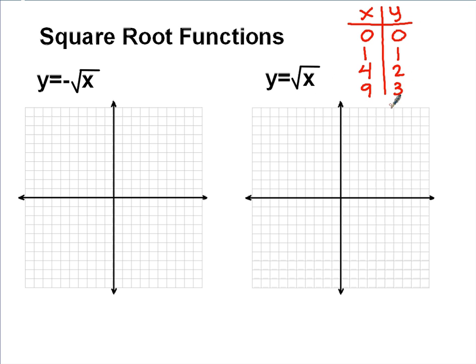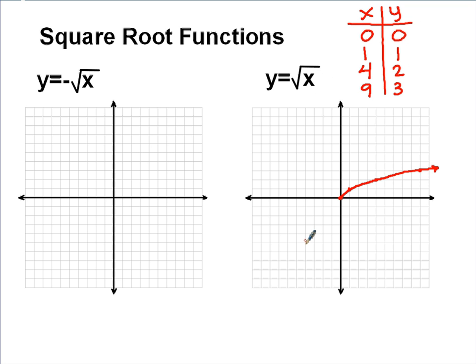I don't know if I can plot all these on my graph. I'll give it a shot, but I've got (0, 0), I've got (1, 1), I've got 1, 2, 3, 4, (4, 2), and I've got 5, 6, 7, 8, 9, (9, 3). And so I've got these points on my graph, and my graph is going to look like that. It's actually like a sideways parabola, and it's half of it, the top half.